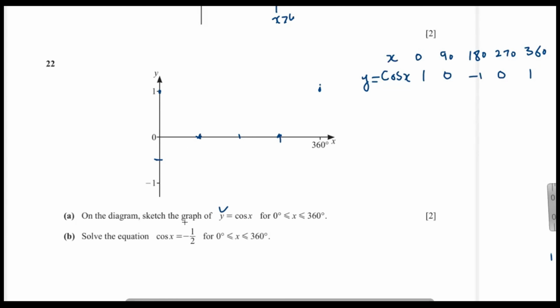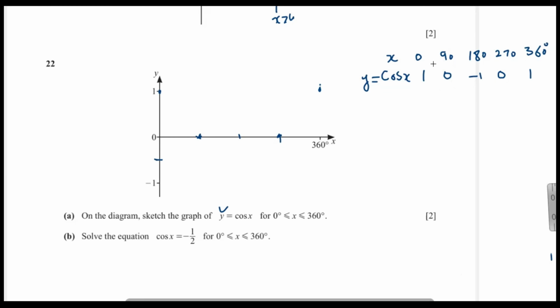Question 22. On the diagram, sketch the graph y equal to cos x for x greater than 0 and less than 360. To draw the graph, firstly we take some values of x. Now you see here I take the values 0, 90, 180, 270 and 360. Against these values, the value of cos x would be 1, cos 90 is 0, cos 180 is -1, cos 270 is 0 and at 360 it would be 1. You can calculate it from the calculator.